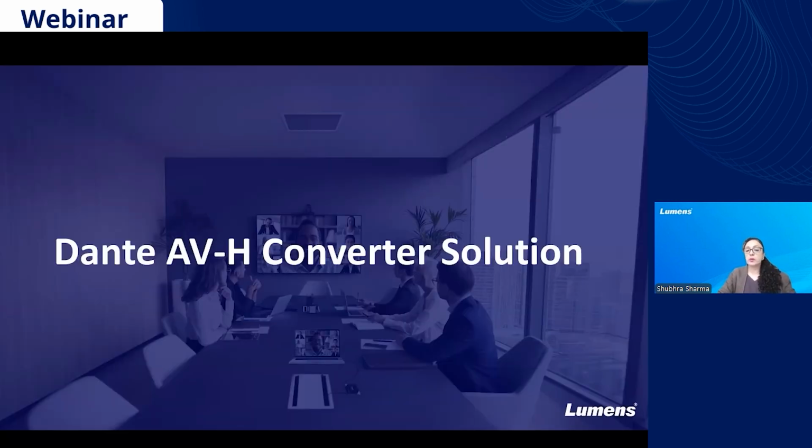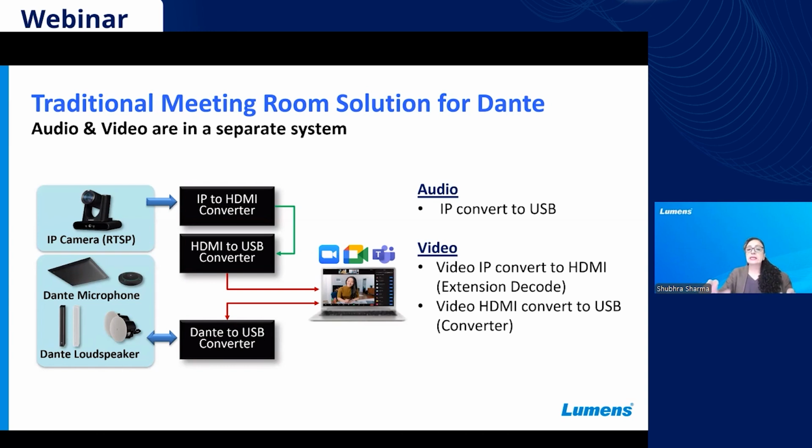The first thing we were talking about is the Dante AV-H converter solution. Without Dante, the existing AV integration works like this. Suppose you have a video source and an audio source. For the video source you have to use two converters, which convert IP to HDMI and then HDMI to USB. Separately, for audio products, from speakers to microphones, you need to add another converter. All these converters then merge into your laptop. So there are multiple devices, which is a little complicated and obviously higher on cost.